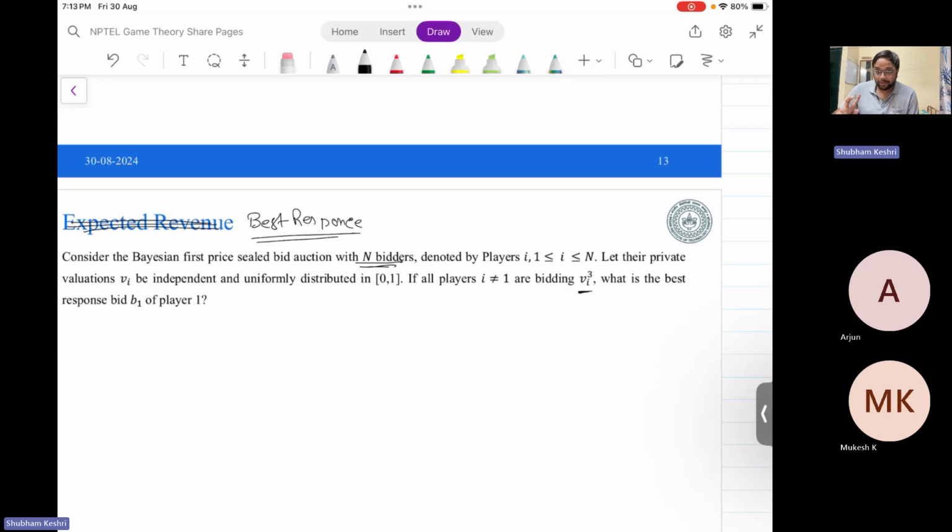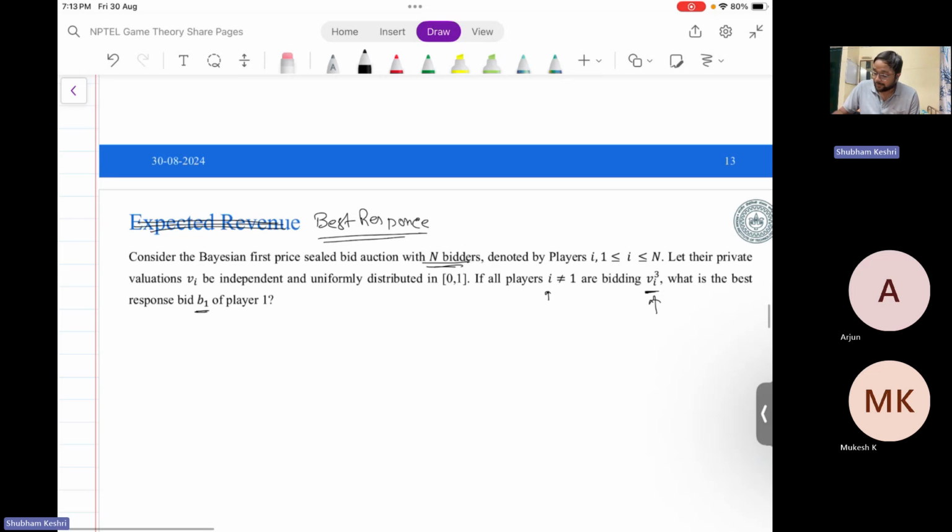So we have n players, not 2 players, and I'm saying the bid of all the other players except player 1 is vi cube. What is the best response of player 1? So there is player 1 and there are all other players. So i will belong to the set 2, 3, 4, ..., n. So all these players are bidding bi is equal to vi cube. What is the best response of player 1? This you have to find. Is the question clear?